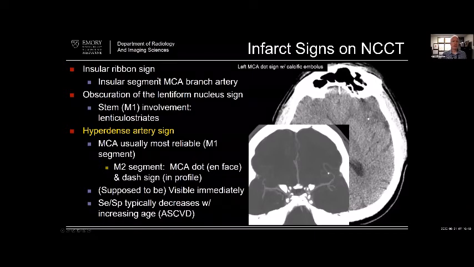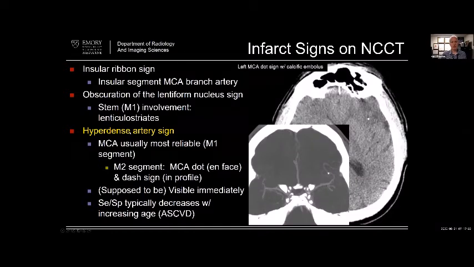So a few things we focus on: the insular ribbon sign, which is really the loss or lack of the insular ribbon sign. Degradation of water flowing in and out of the cells causes an issue with homogenization of gray and white there, and then it's harder to see. Same kind of idea with the lentiform nucleus sign: when things get swollen and a little more homogenized, that loss or lack of the normal heterogeneity is an issue.